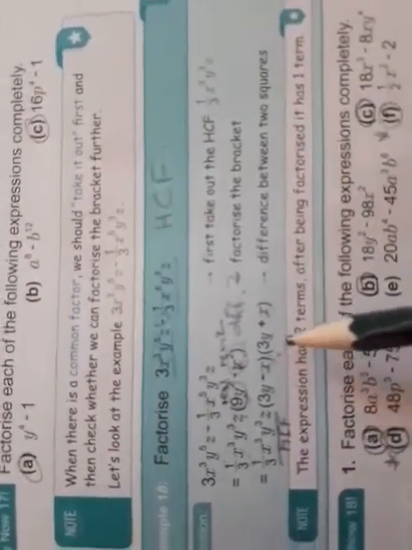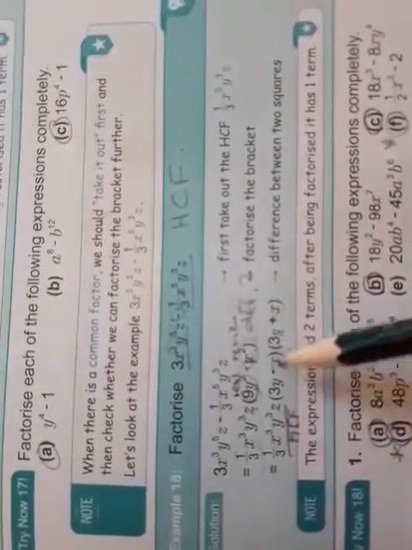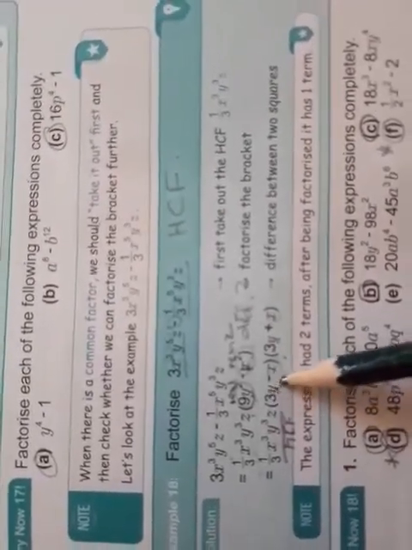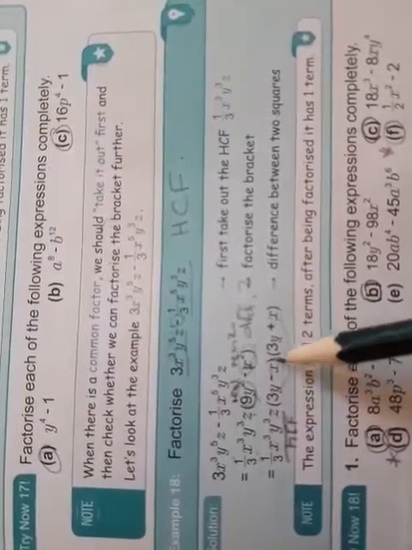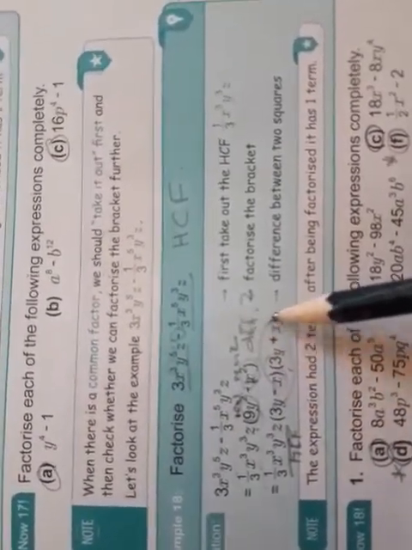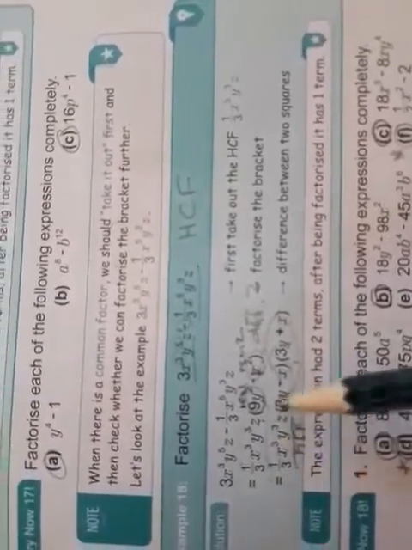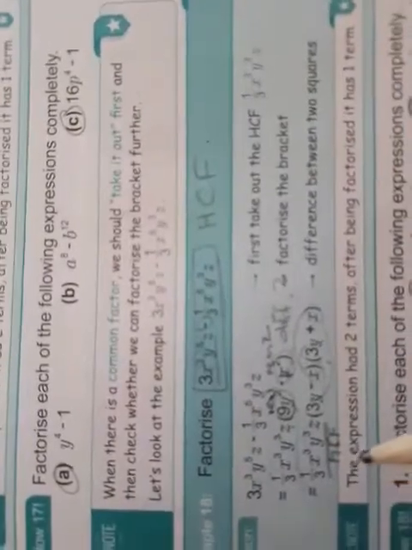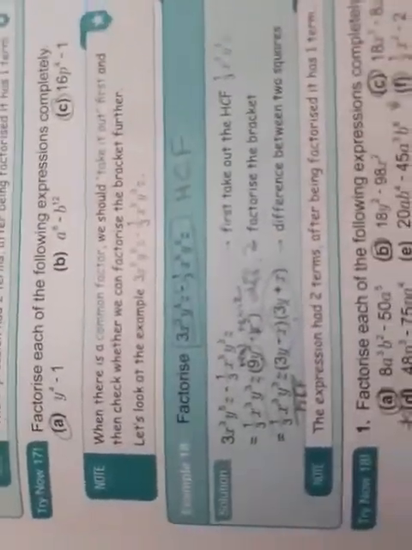Okay, and then you again can check, people, by multiplying out the bracket. First term times first term, first term times second term, second term times first term, and second term times second term. And once you have done that, you must multiply the highest common factor, and then you should come back to this as original answer. Okay, I think this is really quite easy factorization, people, so I hope you get on with this.